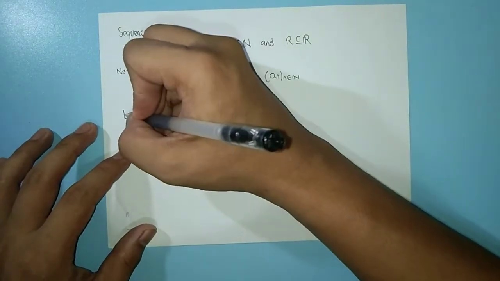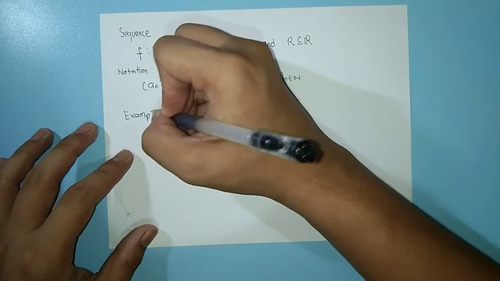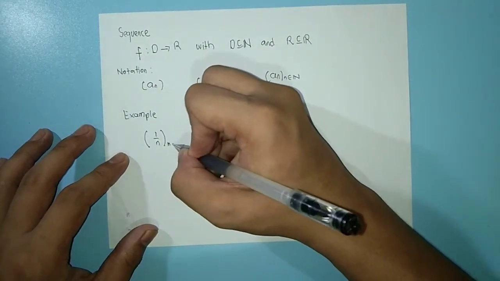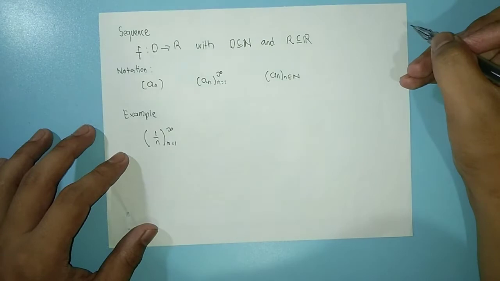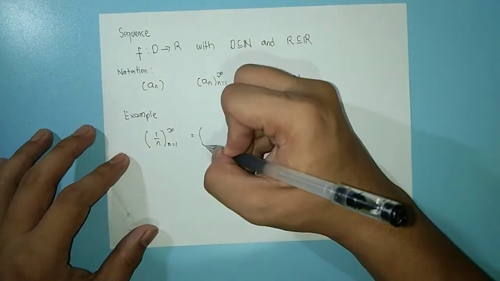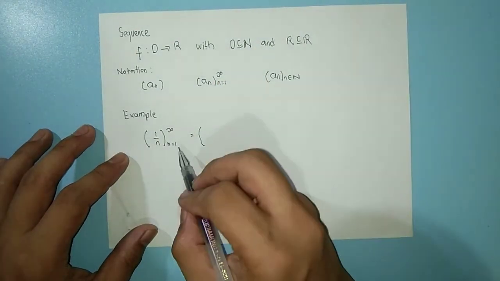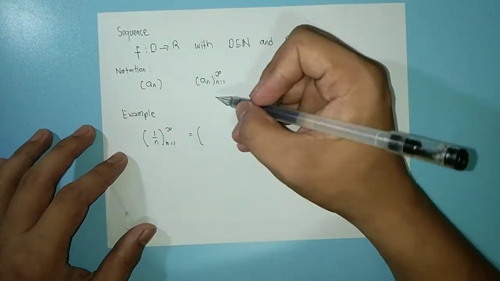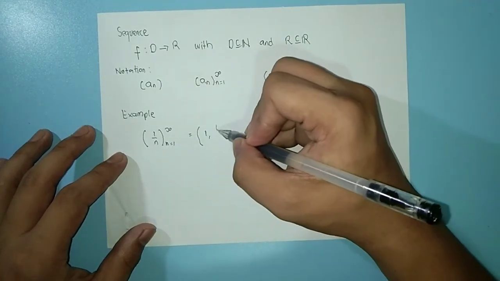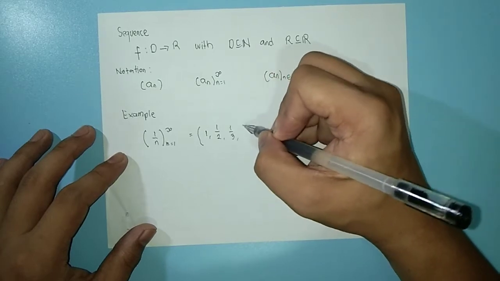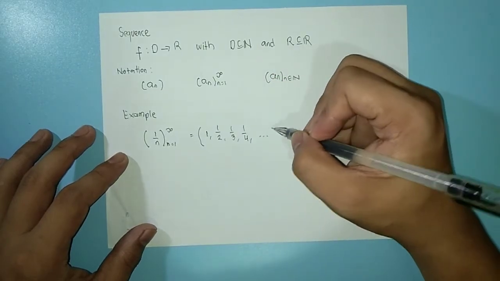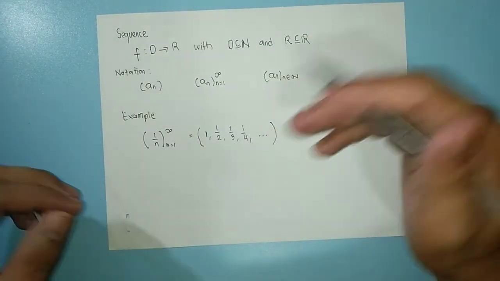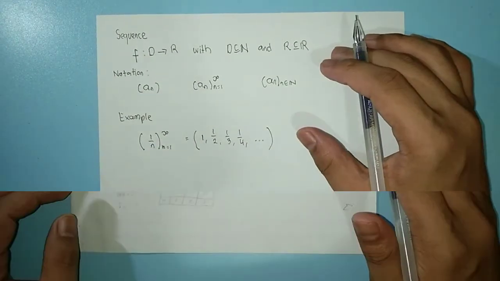Now for example, we have the sequence 1 over n from n equals 1 to infinity. So this is equal to, substitute from 1 here in 1 over n. Okay? So 1 over 1, that is 1, 1 over 2, 1/3, 1/4, and so on. Okay? So this is an example of our sequence. So let's proceed to the definition of convergent sequence.